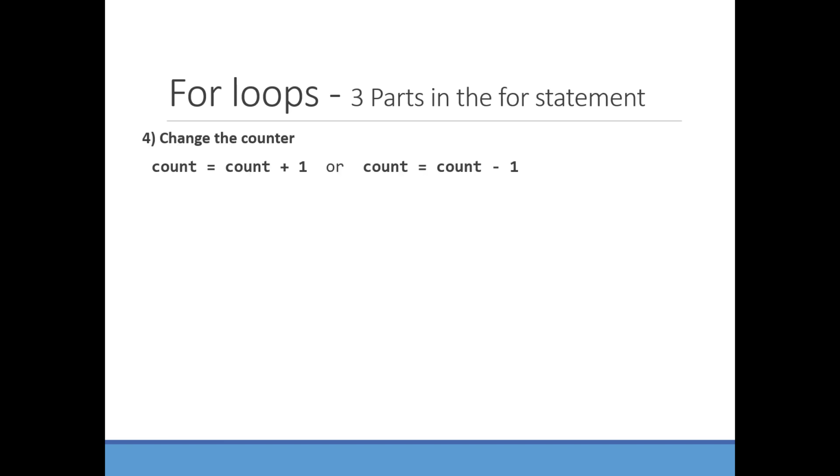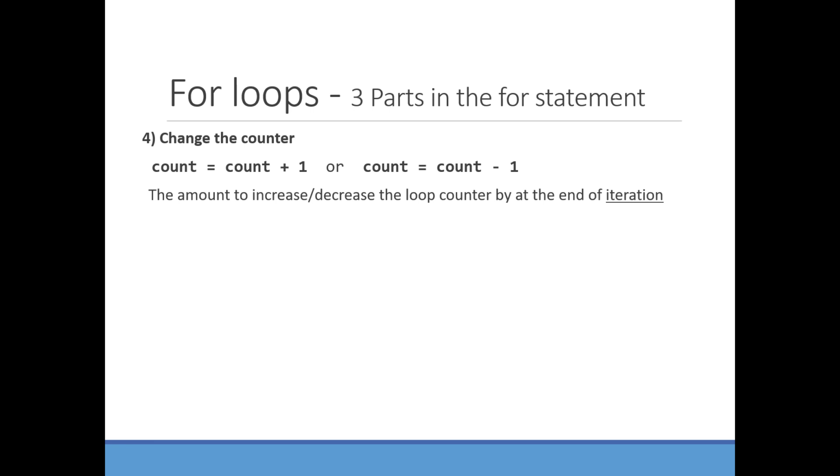So the final step is the change step. This is where we want to modify our counter variable to make it proceed towards the end value. Are you counting up or are you counting down? In this case, you can see I'm adding 1 to count and then storing it back in count. Over here, I'm subtracting 1 from count and putting it back into count. So the amount you increase or decrease by, that's what we're talking about when we talk about the change step.